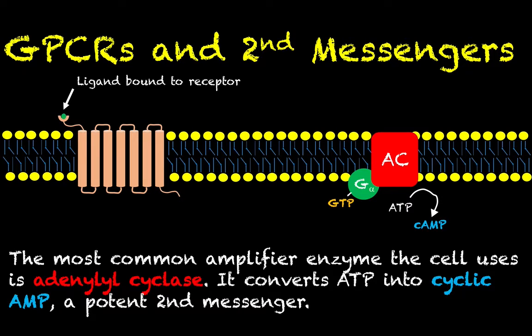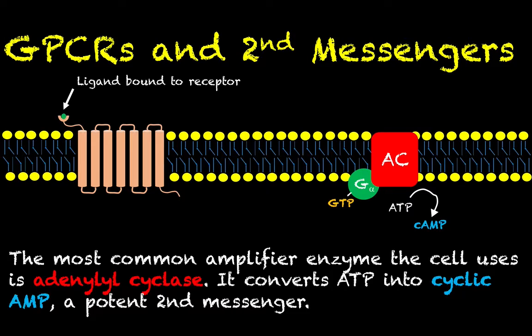So the most common amplifier enzyme that we are going to see is called adenylyl cyclase. I find adenylyl cyclase a little bit easier to say, but adenylyl cyclase uses as its substrate ATP molecules, and once activated by the alpha subunit here, following activation of the receptor, adenylyl cyclase is going to catalyze the conversion of ATP into a second messenger called cyclic AMP.